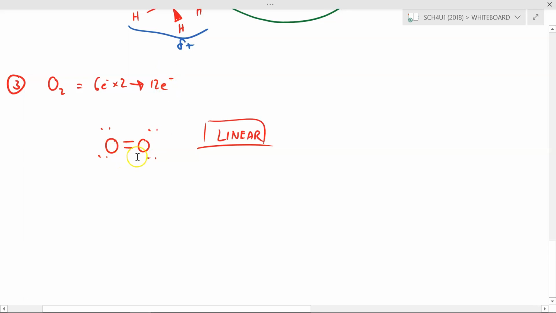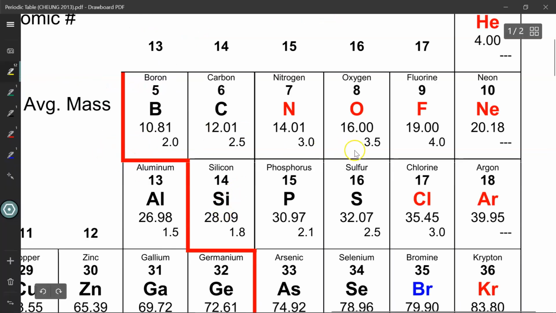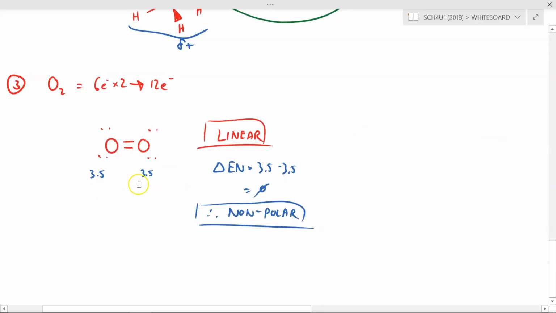Now with oxygen, there's no choice. It has to be linear. I mean, there's really only 2 points. There's no other shape you could have. And looking at the EN value, we see it's 3.5. With both EN values being identical, so the delta EN is 0, that means it's going to be nonpolar.